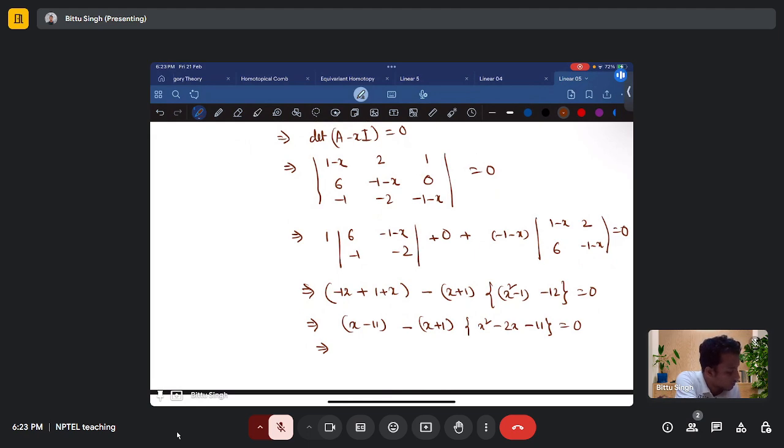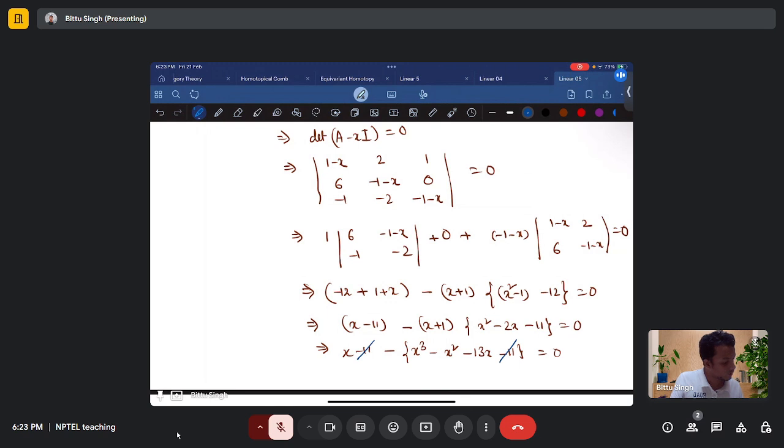But the second thing is minus, so minus x cube, and again plus x square, so it is minus x square, then minus 11x and minus 2x, that is minus 13x, then minus 11. This is 0. So you can clearly see that minus 11 minus 11, those are cancelling each other.